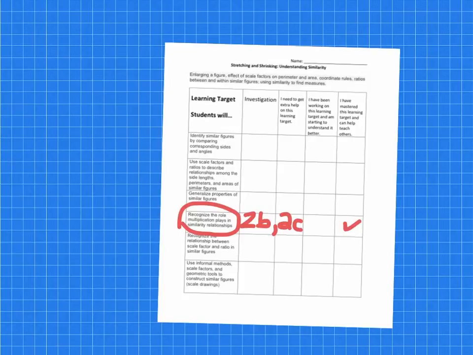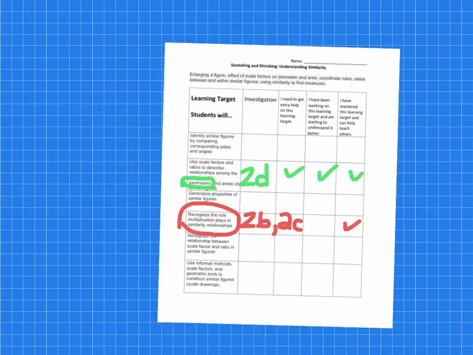In question number 2, part D, you had to figure out how many times greater the perimeter of triangle ABC was compared to triangle DEF. So in that one, you're really using the learning target of figuring out the relationship between scale factor and perimeters. So go ahead and rate which of these 3 columns you feel you're at with that.